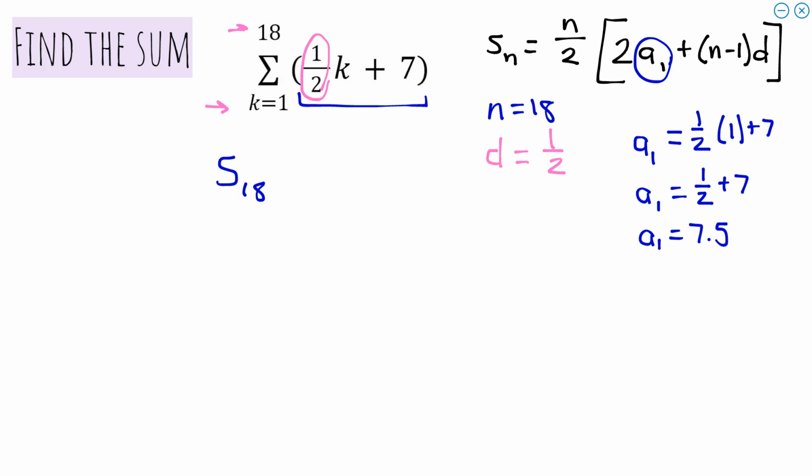So what we're going to do is we're going to use this formula up here in order to get our summation. So S sub 18 is going to have our n of 18 over 2 times the quantity 2 times our a sub 1, which is 7.5, plus our n of 18 minus 1 times our common difference of 1/2.